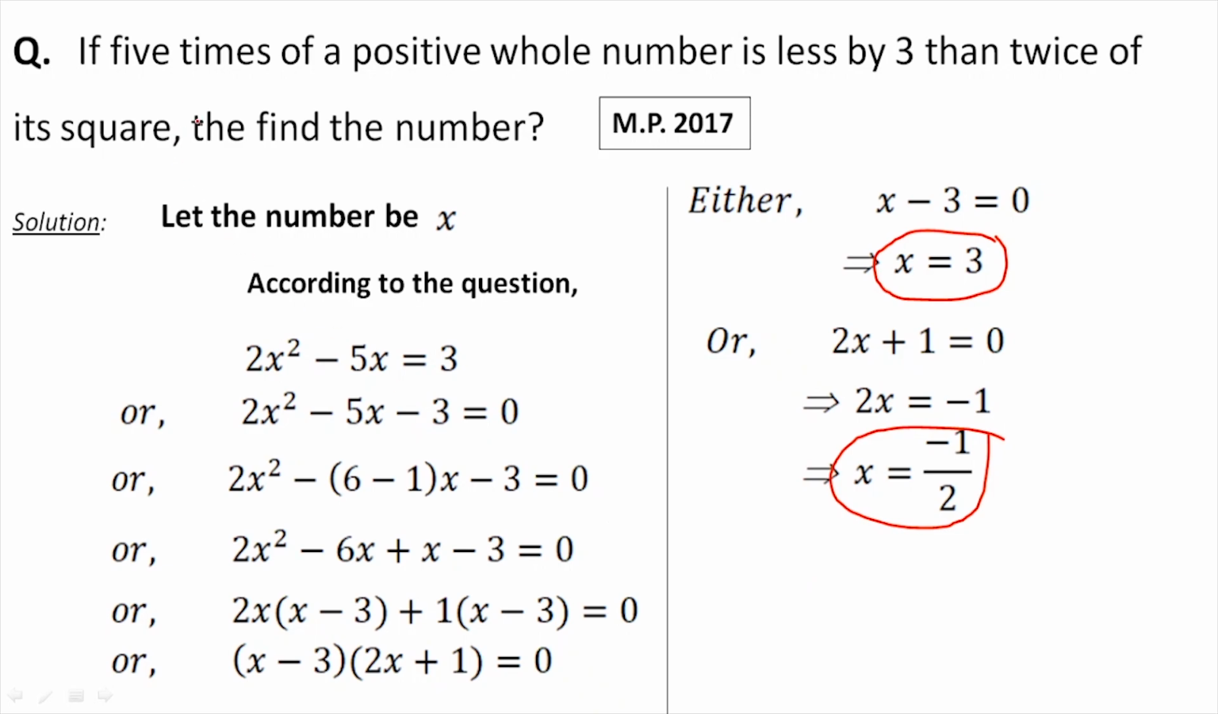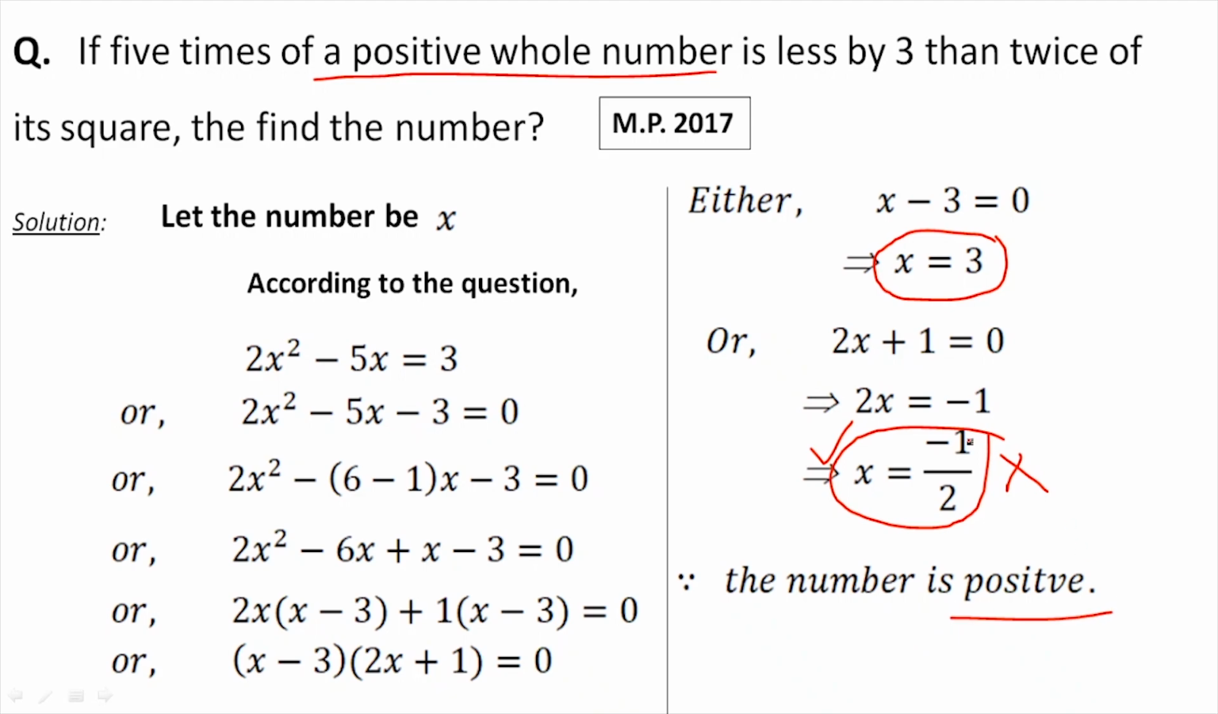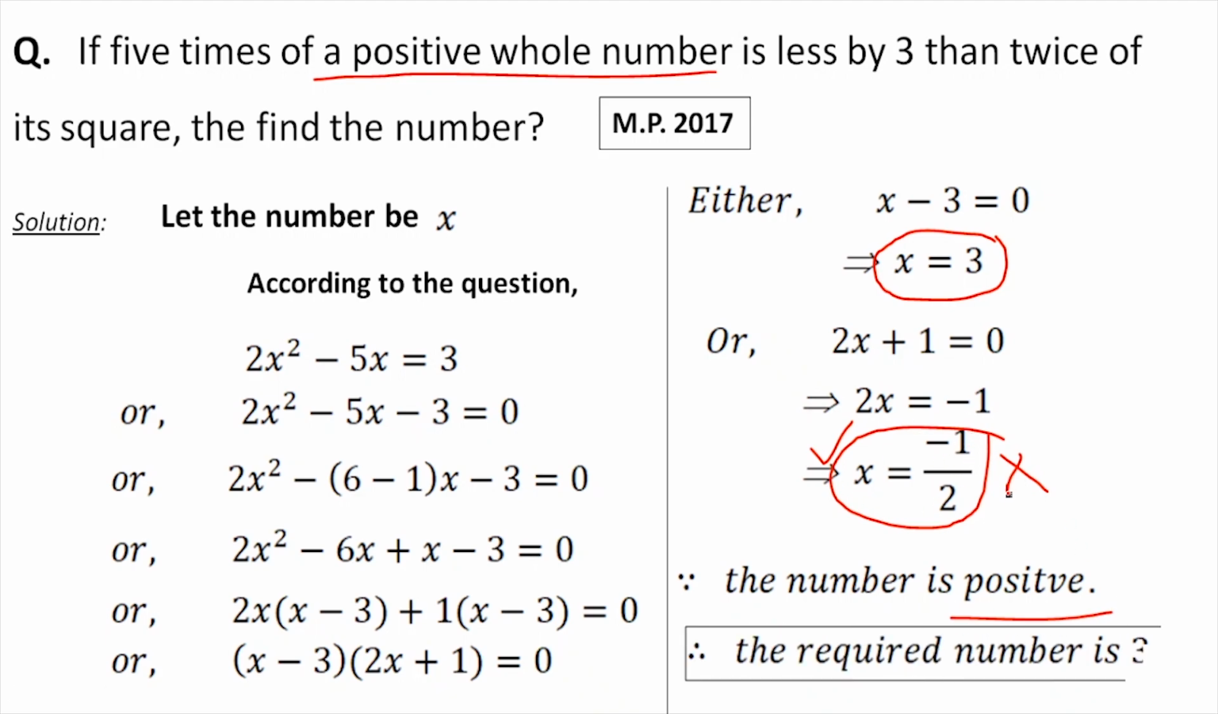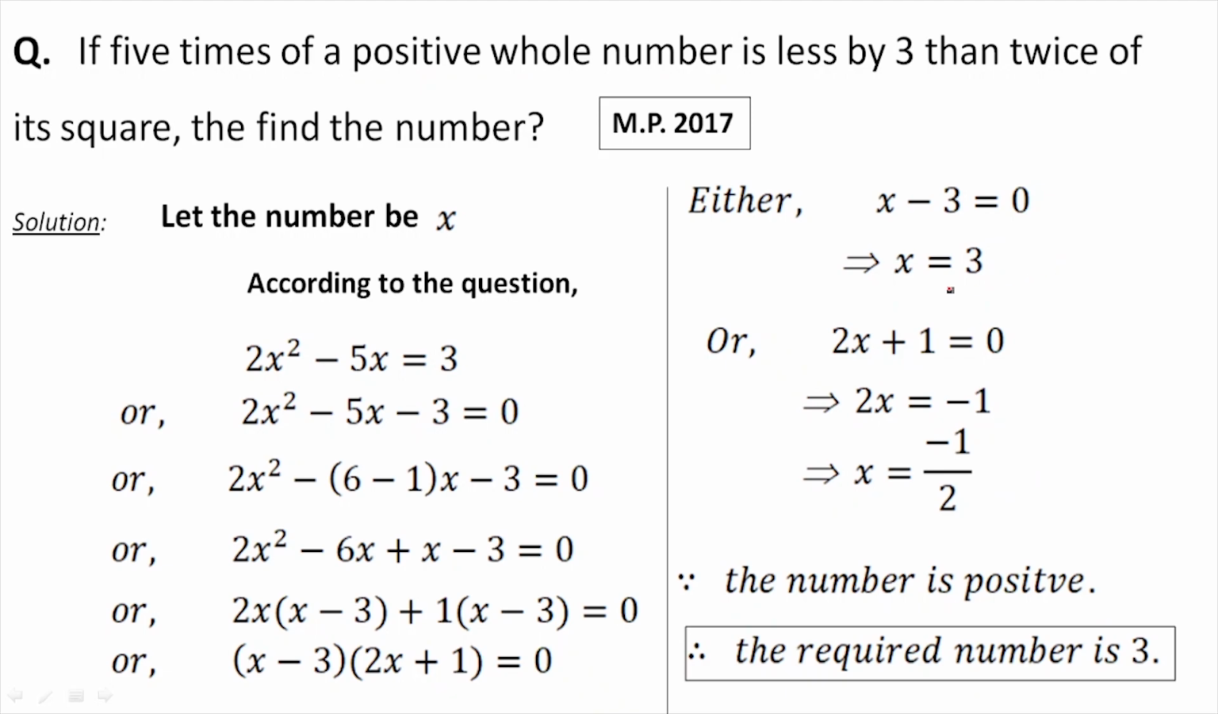Now here the question says it is a positive whole number, so it should not be negative and should not be a fraction also. So here we cannot take this, okay. Since the number is positive, and this is a negative number, we'll not be considering this. So what is the required number? The required number is 3. So this is the answer for this question. Since it is a whole number and positive number, we'll consider x to be 3. So what is the required number? It is 3.